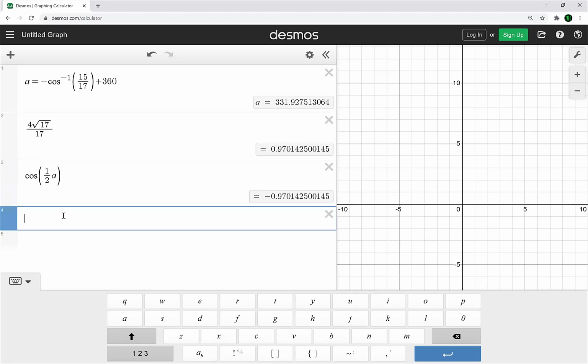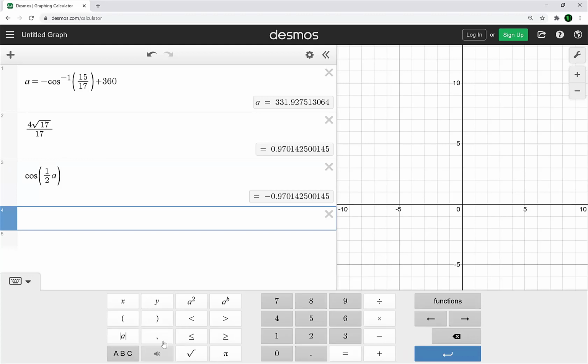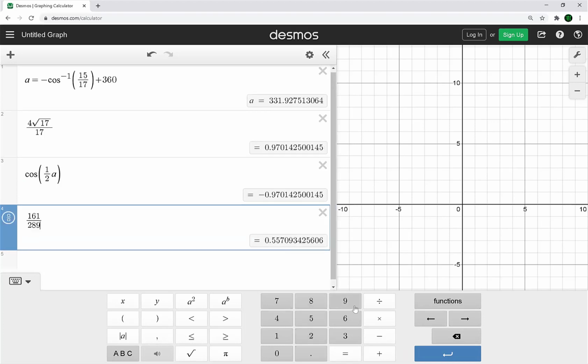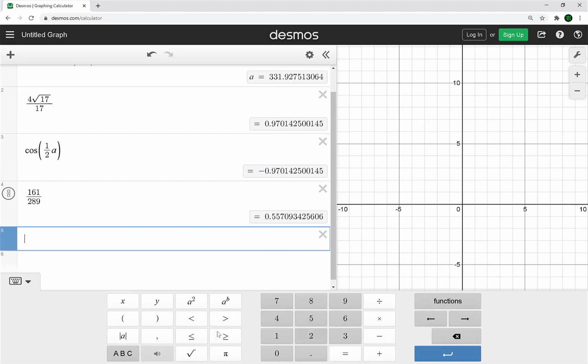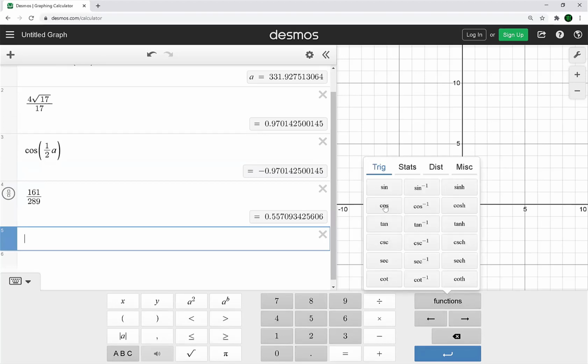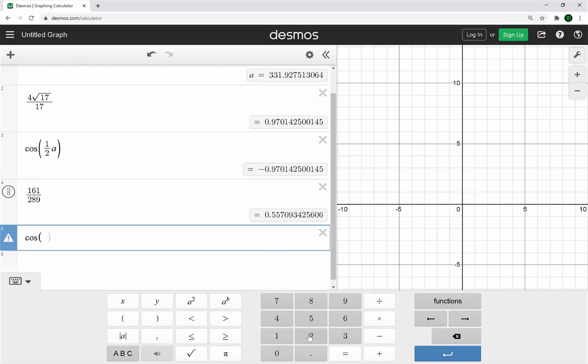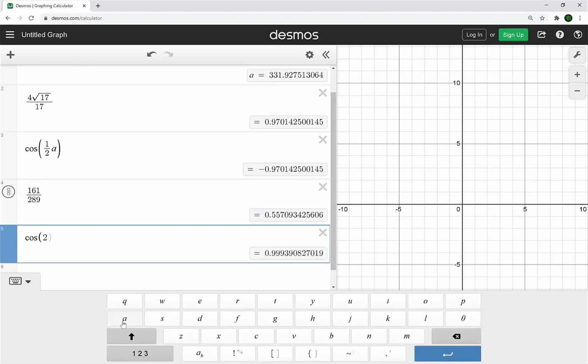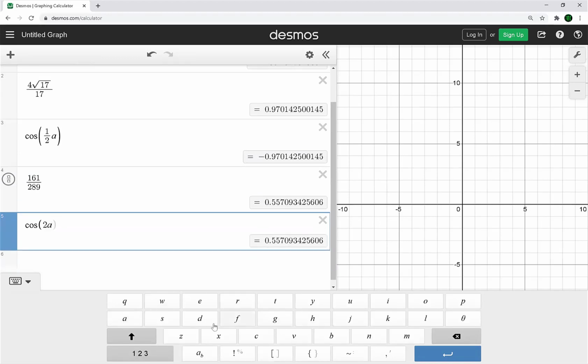And then what did we get for cosine 2a? I already forgot the fraction. 161 over what? 289. No problem. So 0.557. So let's see if we get that. I'm going to write cosine, and I'm going to put 2a in there. 2a. And look at that, guys. Digit per digit, it's the exact same thing all the way through.